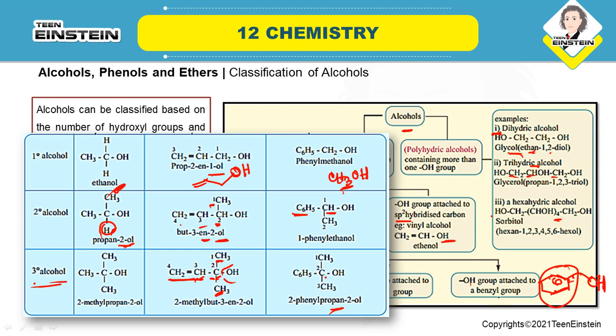Fine. So all these are the examples of different types of alcohols, and remember classification can be done depending on how many OH groups are present, that is monohydric, polyhydric, or it may be depending on the nature of the carbon with which OH is attached. Fine.